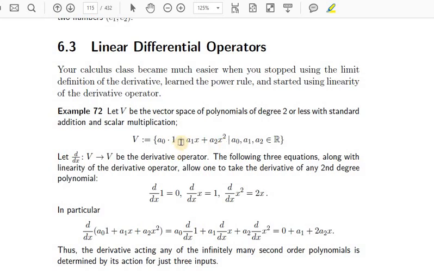Now on this polynomial, we can take the derivative. Right? Derivative of 1 is 0. Derivative of x is 1. Derivative of x squared is 2x.